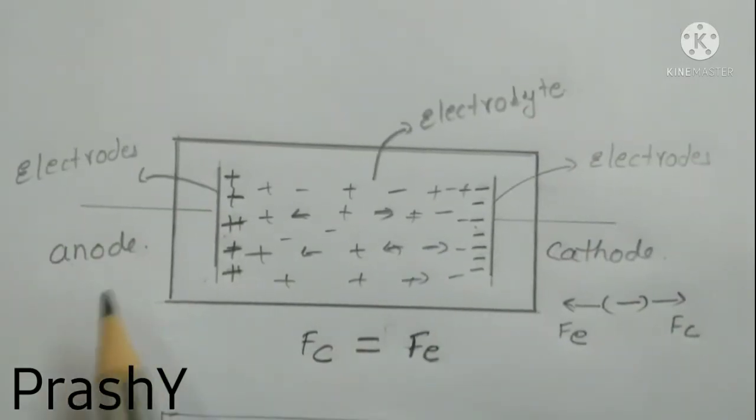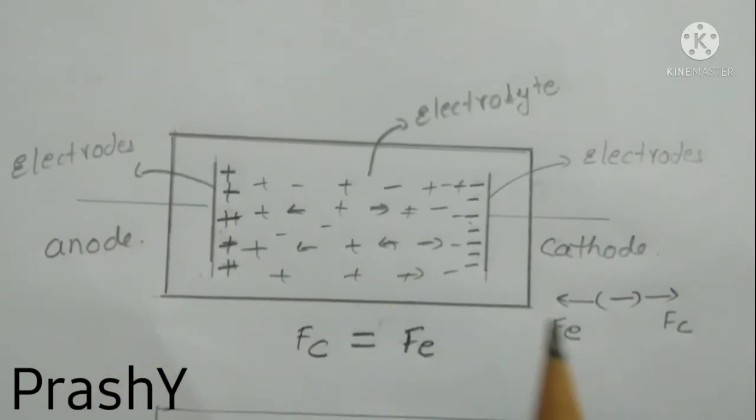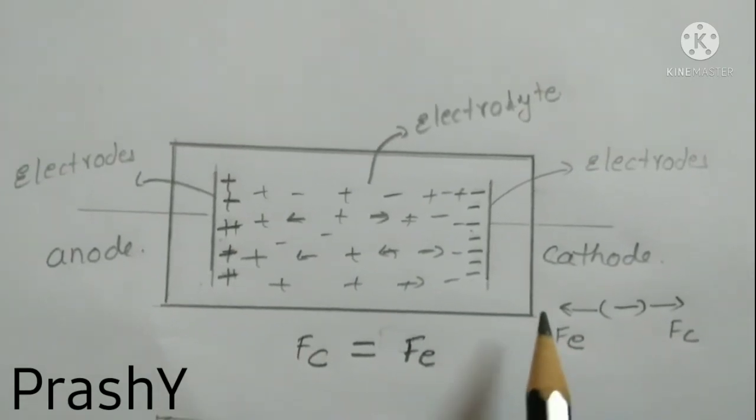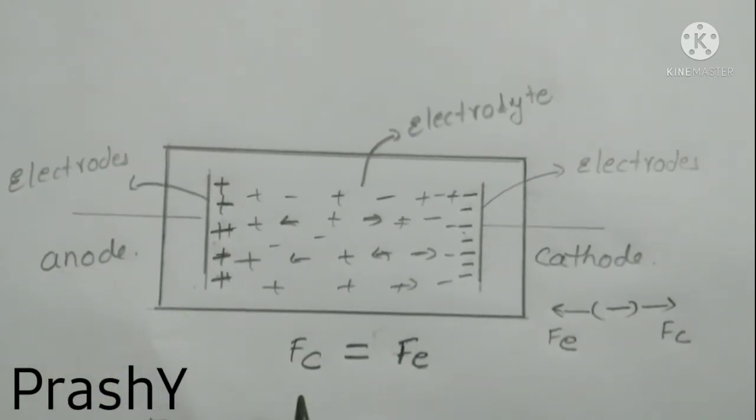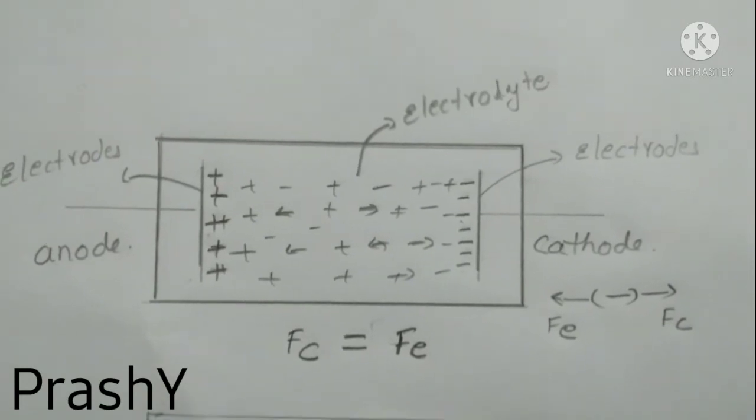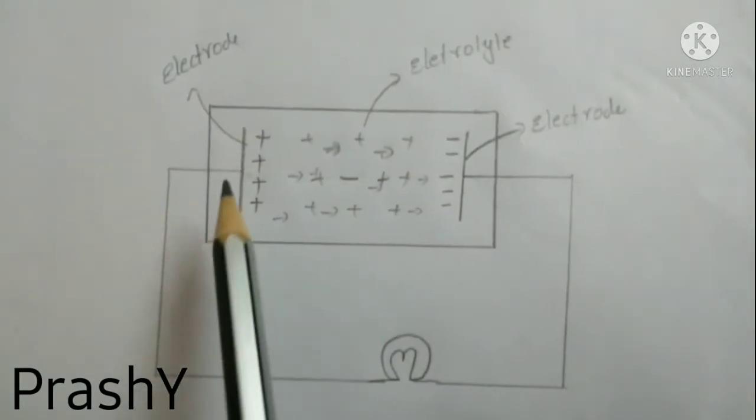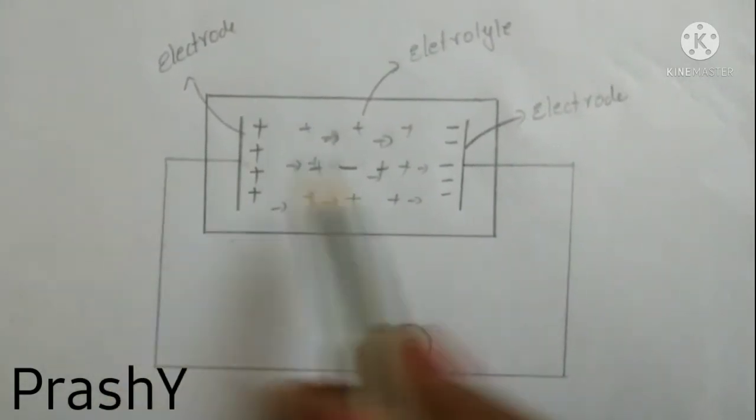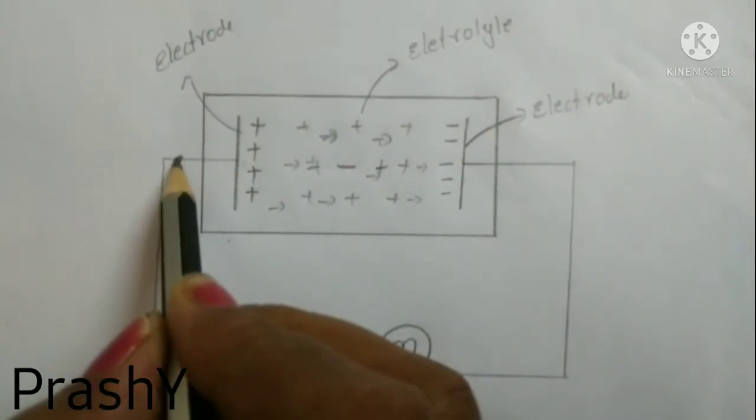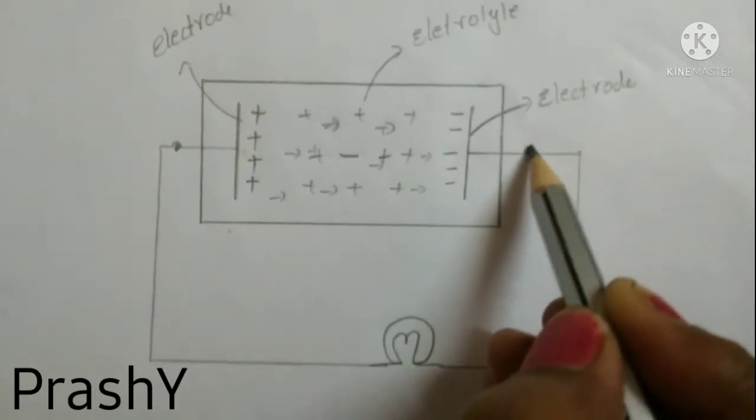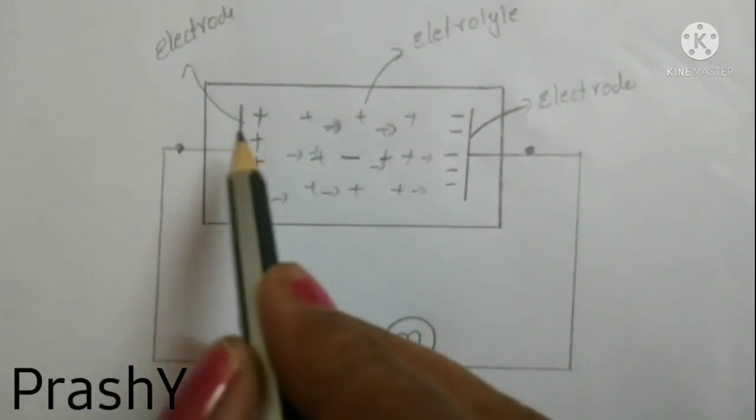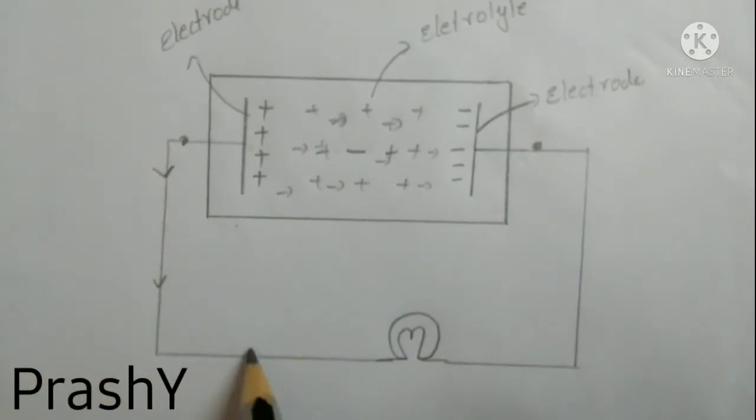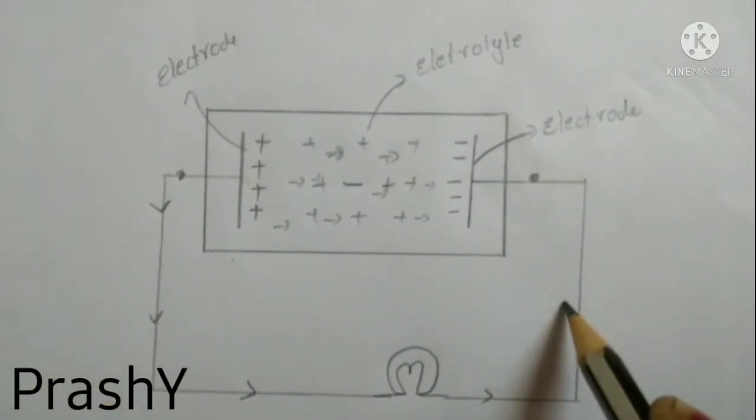This process happens inside the battery when the battery is not connected to any source. Now let us see what happens when this battery is connected to a source with the help of a conductor. When a battery is connected to a source with the help of a conductor, then a potential difference is created between the two ends of the conductor. This potential difference sets up an electric field. So the electric field will generate in this direction.